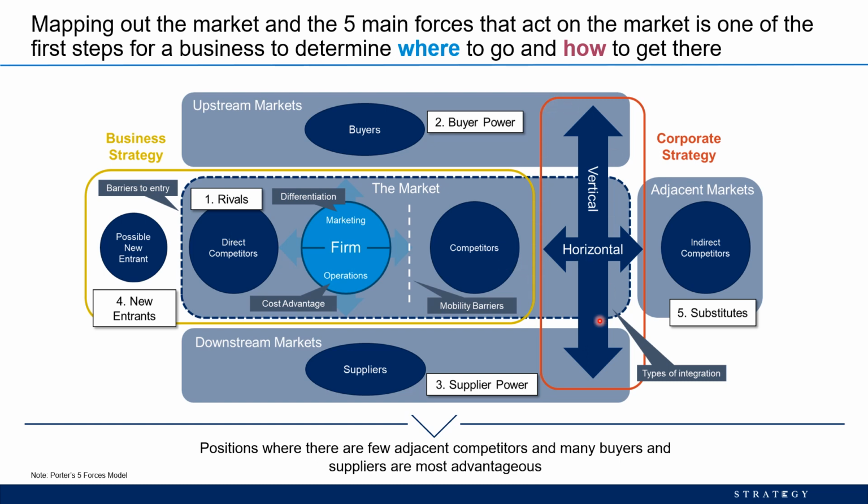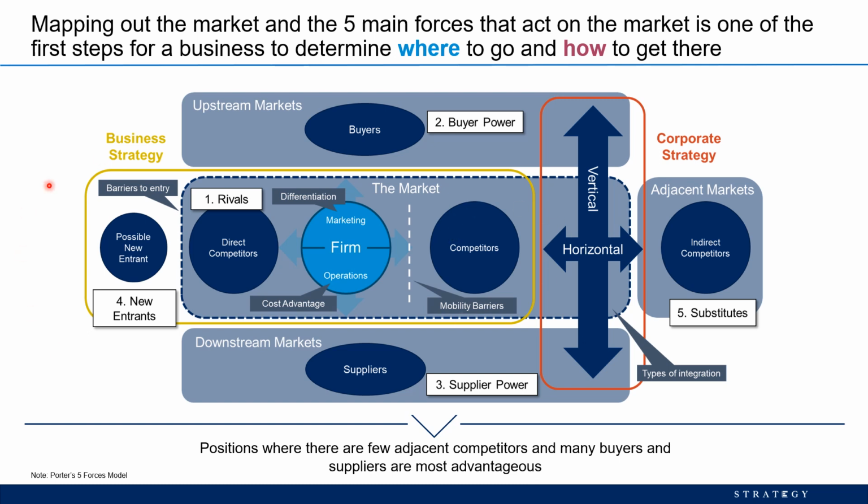Now this red circle outlines corporate strategy. Corporate strategy is a little bit more broad. It doesn't get as nitty-gritty as business strategy does, where corporate strategy is more focused on moving vertically and horizontally between markets. So this is more, should we buy one of our suppliers? Should we buy one of our buyers? Should we buy a competitor? Should we move into adjacent markets? And so corporate strategy is much more focused on a higher level, where business strategy gets more granular, competing within a market, whereas corporate strategy is how to compete within several markets simultaneously.